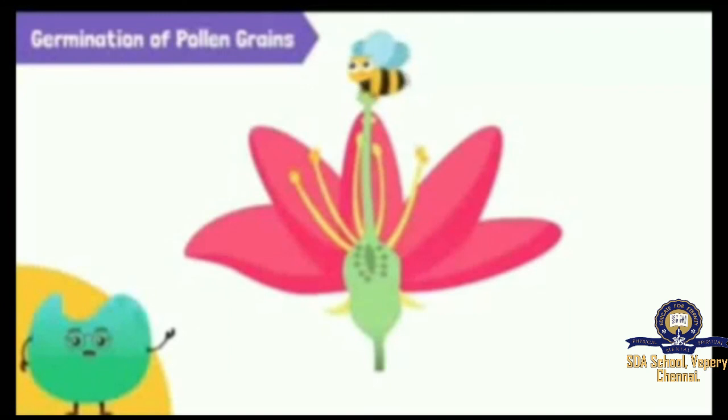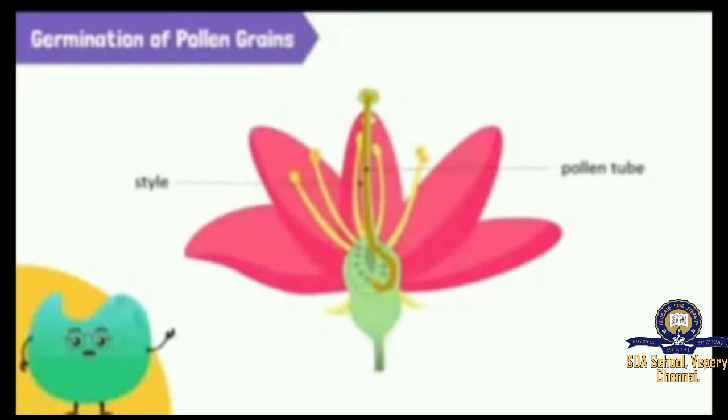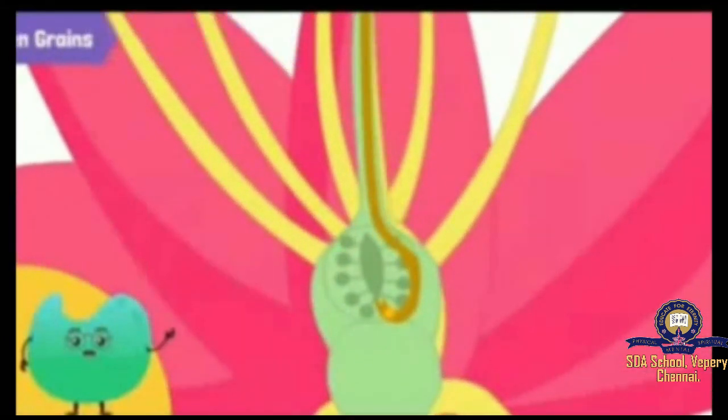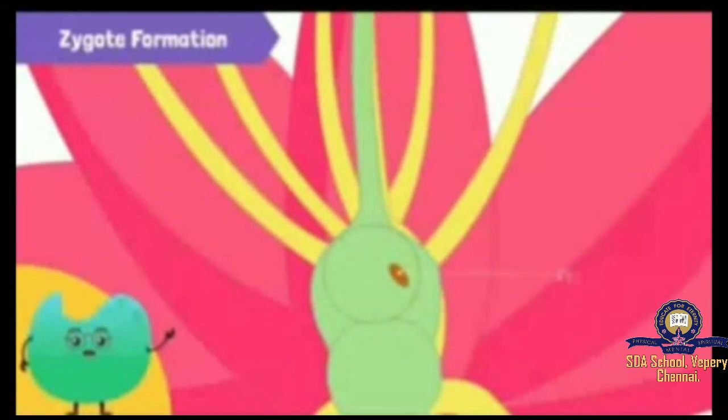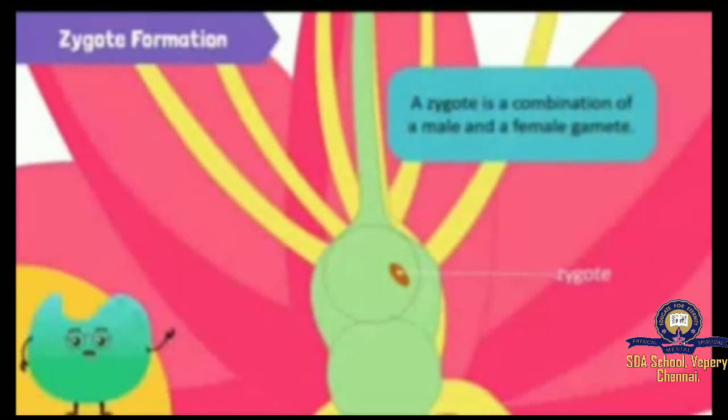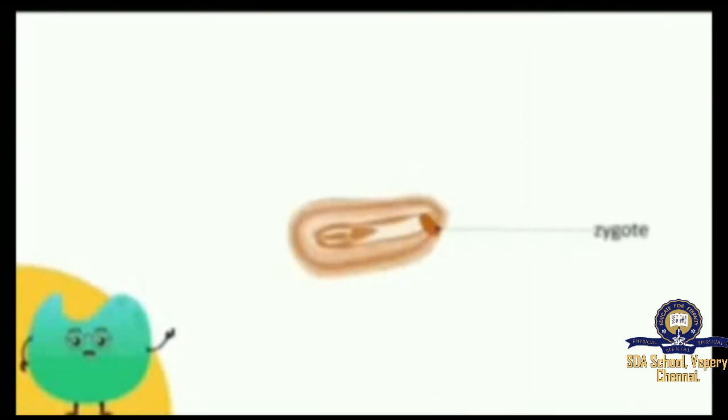The pollen grain reaches the stigma of the flower. Once it reaches the stigma, it begins to germinate. It passes through the long tube called the pollen tube, which is present in the style, and reaches the ovary. The ovary is present in the bottom part of the flower. Then it fuses with the female gamete and forms a zygote. This is the zygote. A zygote is a combination of a male and a female gamete. Next, it forms an embryo.